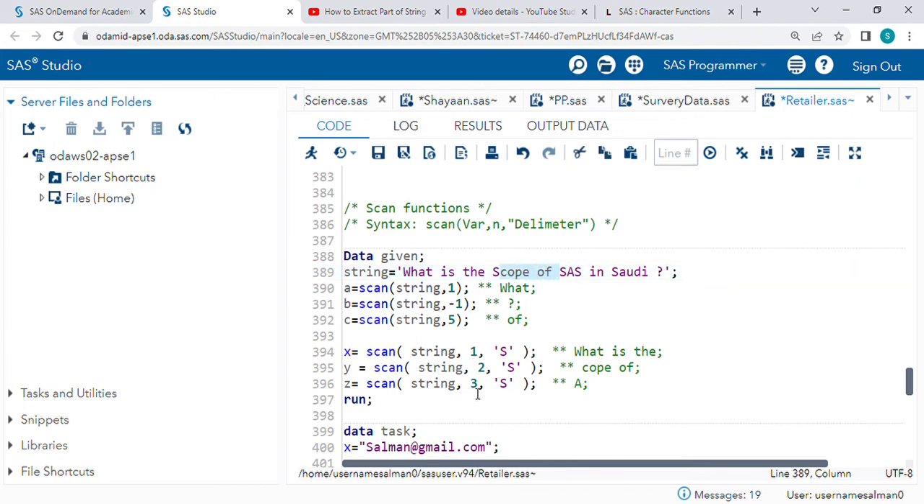And for the third position of s: 1, 2, 3. The third position. Before the third position, what is there? A. So that A will come.